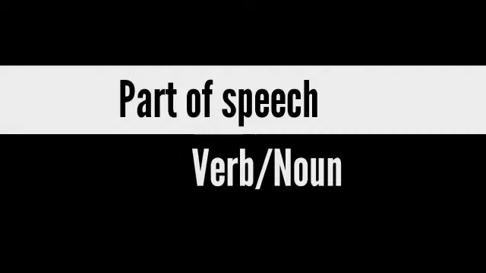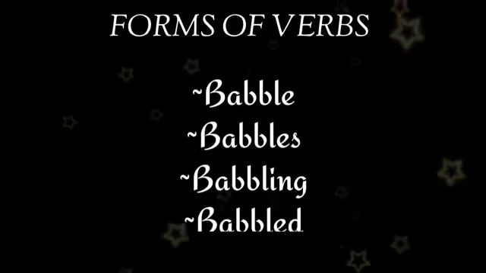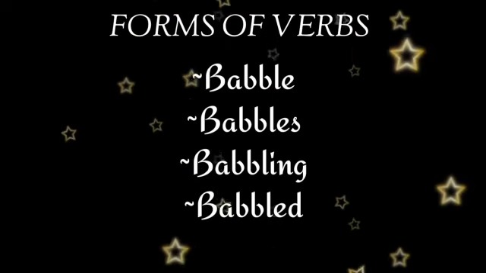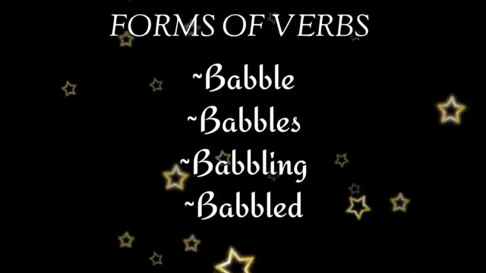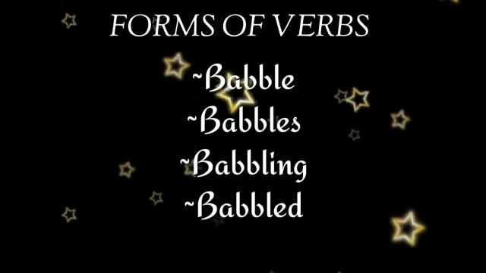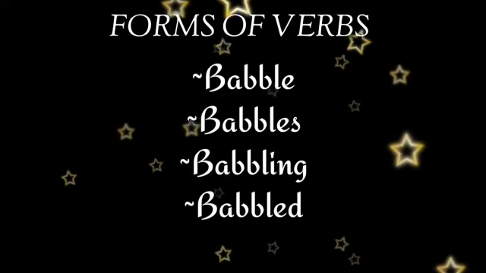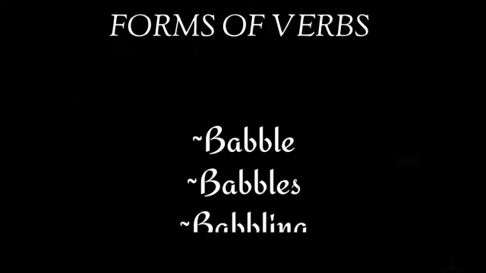Babble is a verb as well as a noun, but today we are treating this word as a verb. So let's have a look at its forms. Babble is the root form of the verb. Its third person singular form is babbles. Its present participle form is babbling, and its past and past participle form is babbled.